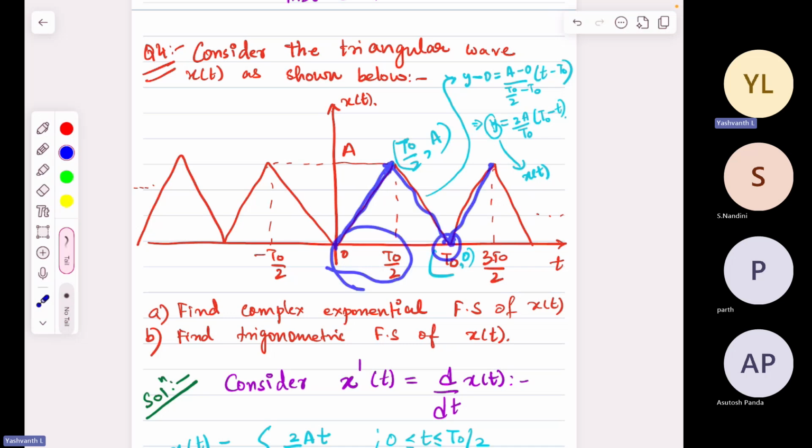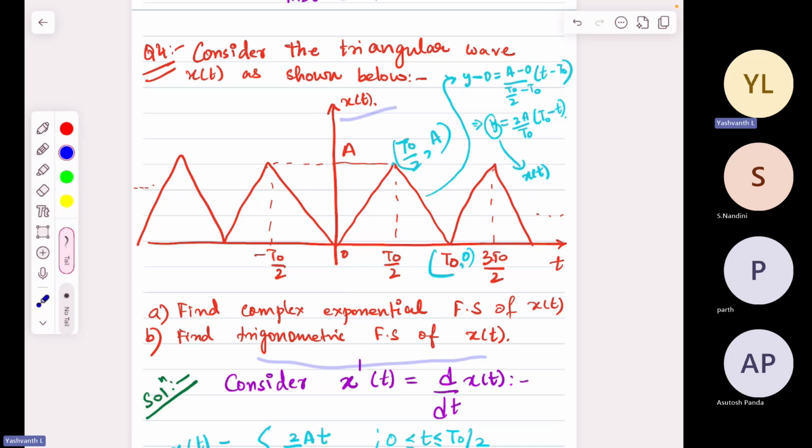Again it increases to a from t naught to 3 t naught by 2. Again it decreases from a to 0 from t naught by 2 to 2 t naught. It keeps on repeating on both left and right side. The question is straightforward: find the complex exponential Fourier series of the signal x of t, and the trigonometric Fourier series of the expression of the signal x of t.